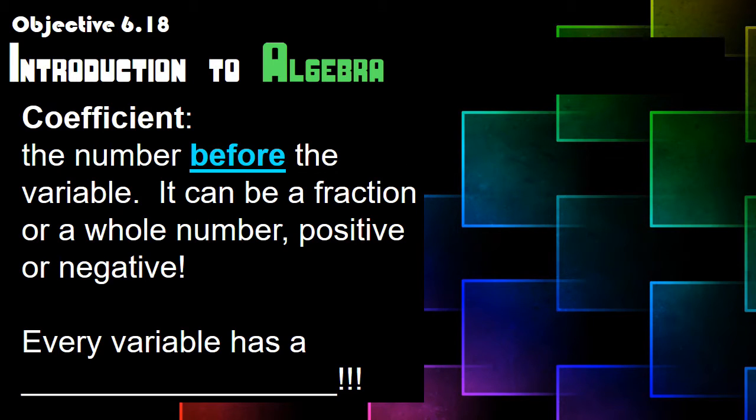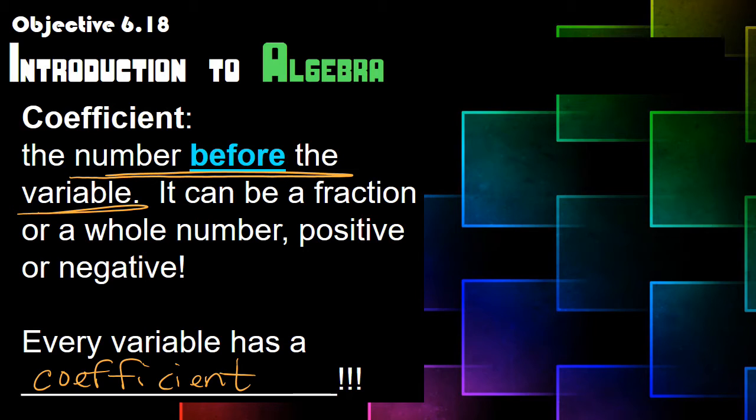So let's talk about the coefficient. This is the number before the variable. It can be a fraction, it can be a whole number, it can be positive or negative, but every variable has a coefficient. All that is the number before the variable is the key thing. We'll talk about how to identify the coefficient in a second.